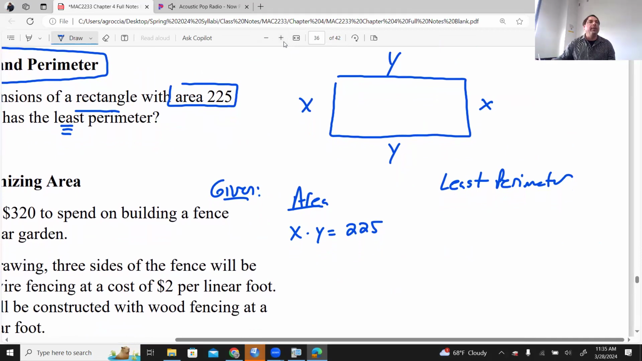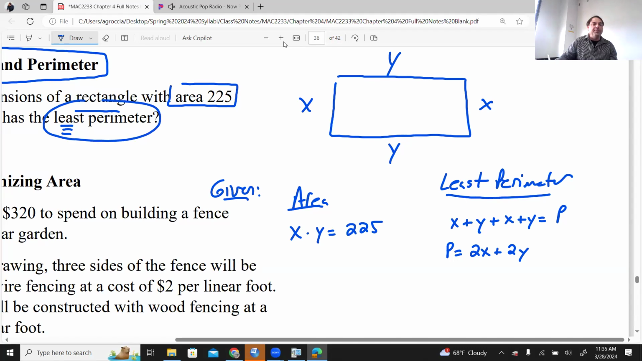Now, all of you remember perimeter is the distance around an object, right? So here, if I add up all the sides, which would be X plus Y plus X plus Y, that's going to equal P, which is perimeter. So if I clean that up a little bit, P equals 2X plus 2Y, okay? But remember, the goal was to find the least perimeter. It didn't have anything to do with the area. Our goal is to find the least perimeter, which means we need to find the extrema of perimeter.